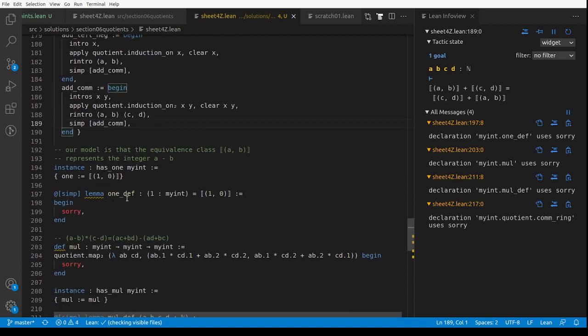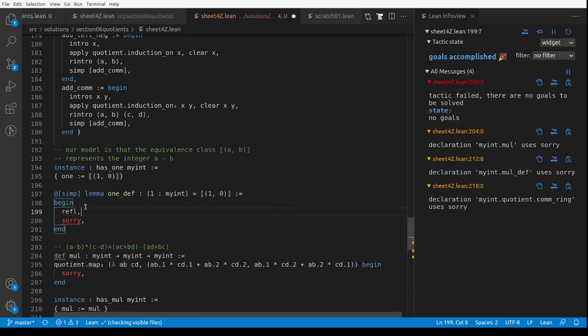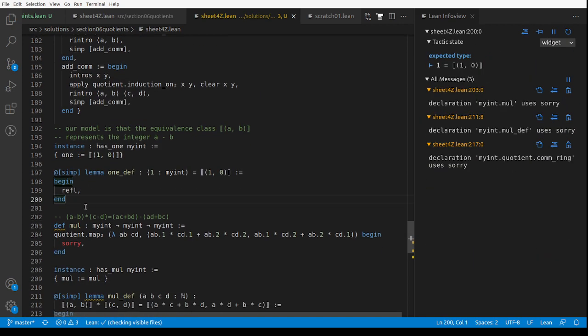So here's the definition of 1. It could be 1, 0. We could have used anything. We could have used 4, 3 or whatever. 0, 1, 0 is somehow the simplest thing we could have used. So this will be REFL. And multiplication. So I did it by hand, right?